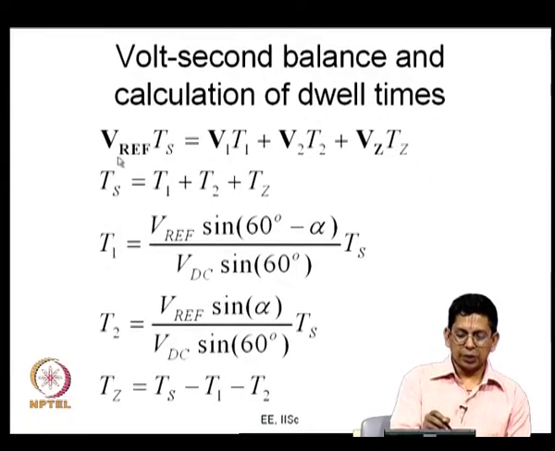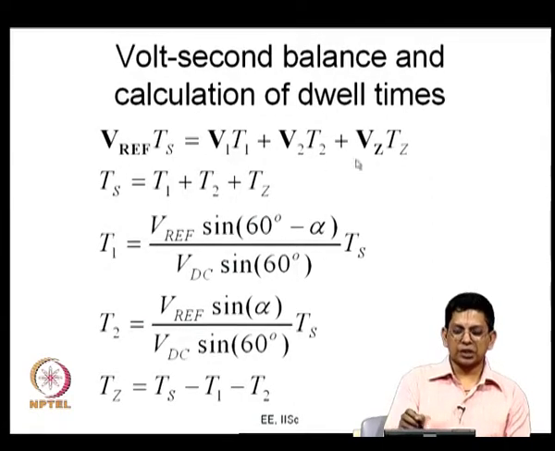So, this being a vectorial equation, there are 2 equations here, and one more equation, so 3 equations, 3 unknowns, you can solve for them. You can get T1 and T2 in terms of Vref and alpha like this, and Tz is Ts minus T1 minus T2, as we saw in the previous lectures. So, this is how you calculate the dwell times. This is in space vector based PWM.